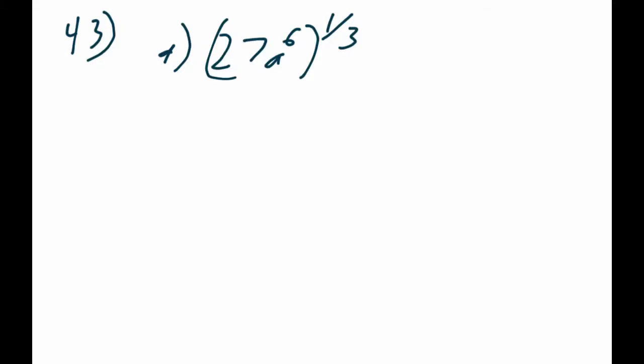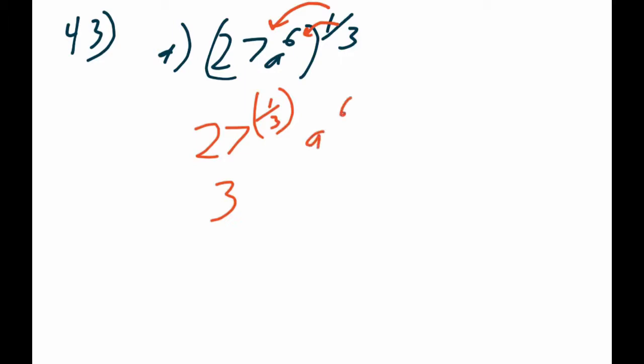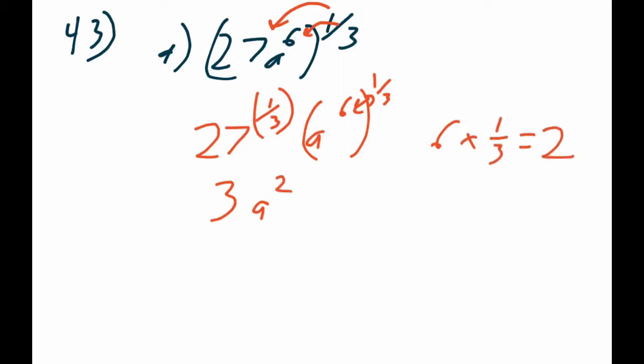Alright, so now we're on chapter 11 stuff, which is problem number 43. What we're going to do is take this 1/3 and put it on both of these different parts of the parentheses. So when we do 27 to the 1/3 in your calculator, make sure the 1/3 is in parentheses, and you will find out it comes out to be an even 3. When you have a to the 6th to the 1/3, you multiply these two numbers together. So 6 times 1/3 equals 2. So we wind up with 3a squared.